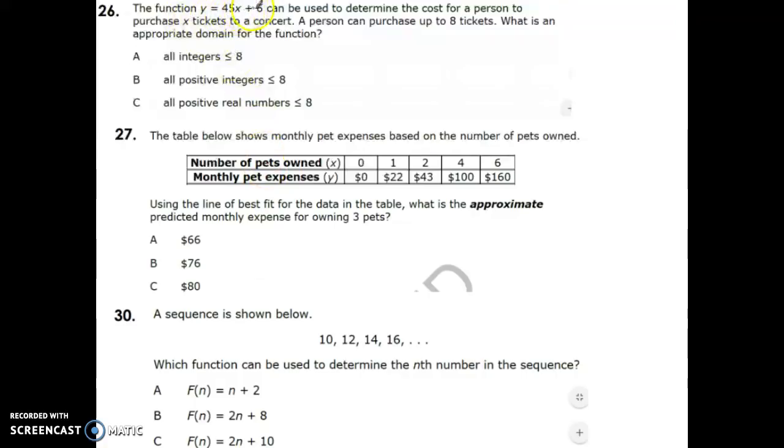The function y equals 45x plus 6 can be used to determine the cost of a person purchasing x tickets to a concert. A person can purchase up to 8 tickets. What is the approximate domain for the function? All right, so if you can purchase up to 8 tickets, these are tickets. Tickets can't be negative. All integers are positive and negative numbers. That's wrong. All positive integers less than or equal to 8, well, that clearly works. All positive real numbers include decimals and everything. You can't have half of a ticket. That's wrong. That's why this is correct.